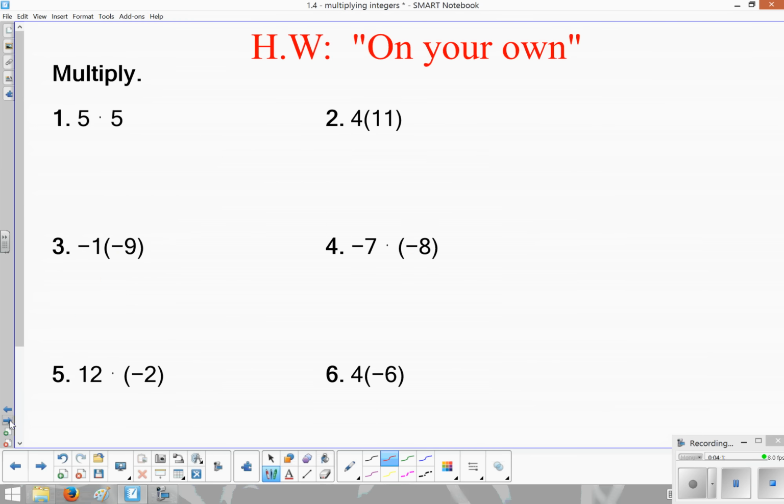Now I would like for you to try the On Your Own on a separate sheet of paper for homework. Again, notes is in your notebook. On Your Own is on a separate sheet of paper. So please do problems 1 through 6, and this is a multiplication symbol. Let me just make it darker for you. That's a multiplication symbol. Okay? And that's a multiplication symbol. All right, if you need to pause this to take time to do these problems, go ahead and do so. Or if you need to look back on any of the examples, please do that as well.